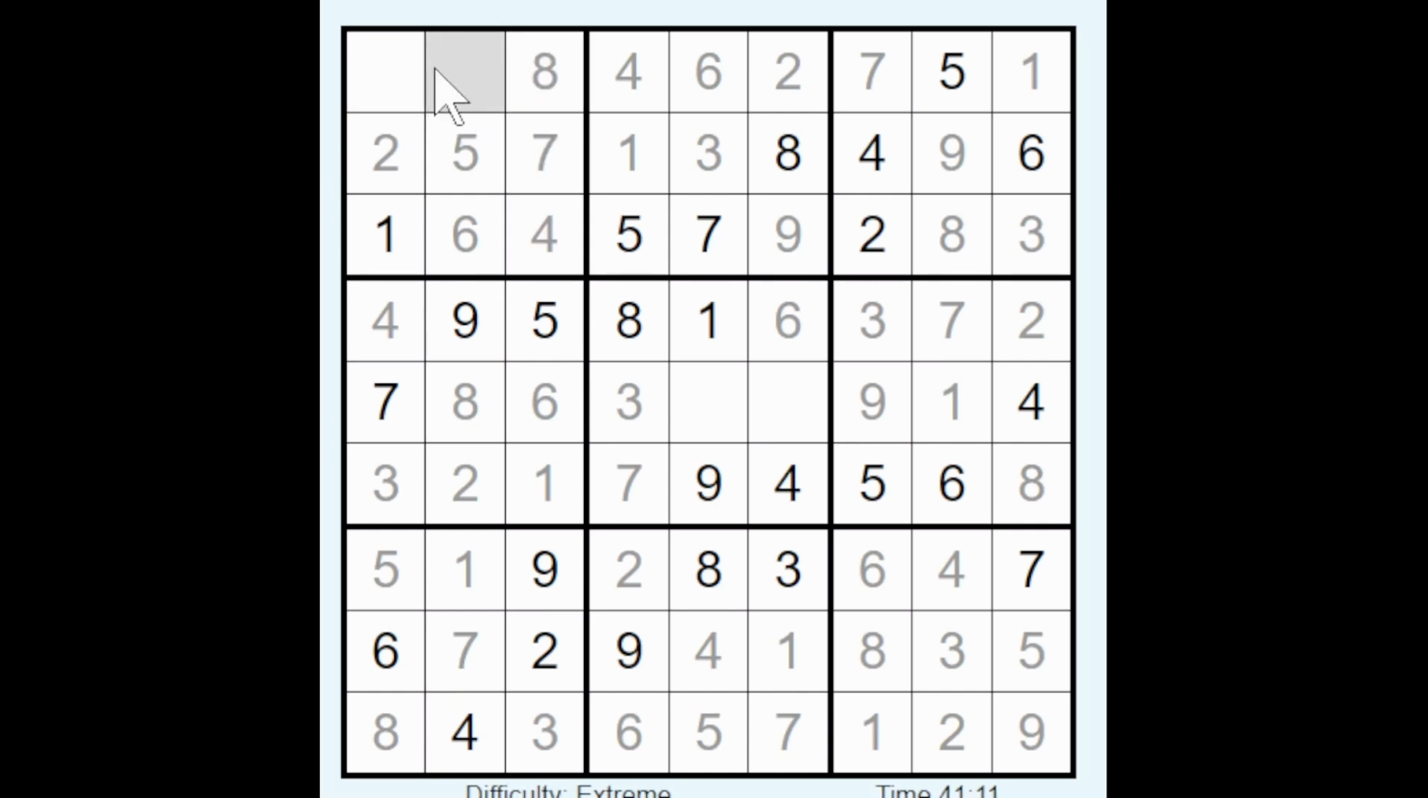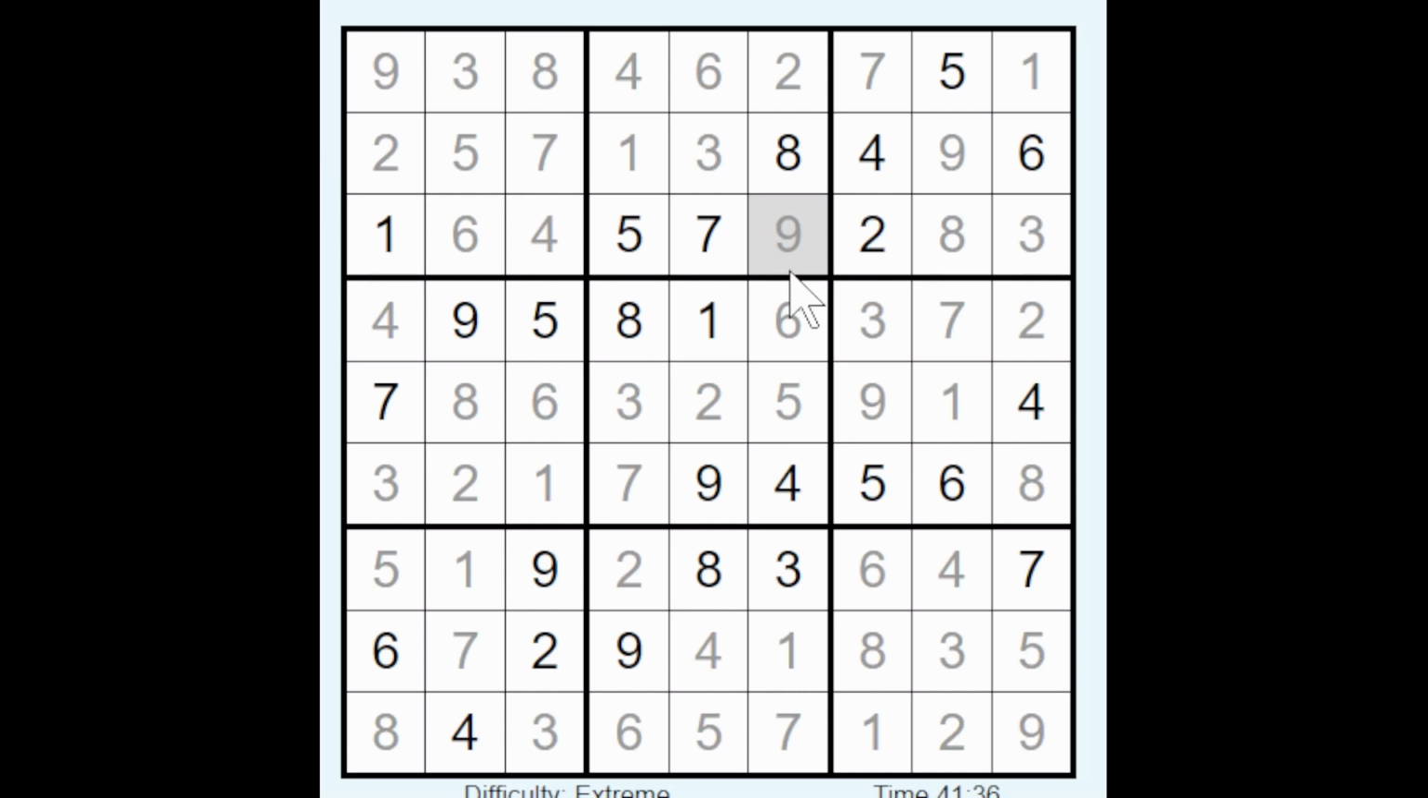And these two now have to be a 9 and a 3. 3 here, puts a 9 here, and a 3 here. These two have to be a 5 and a 2. And I just got a pop-up saying, congratulations, I solved the puzzle.